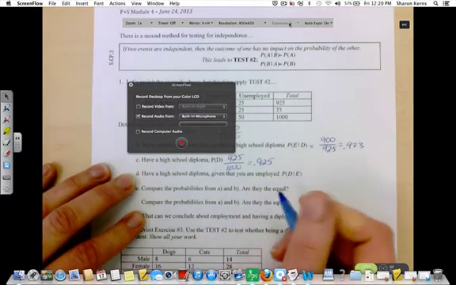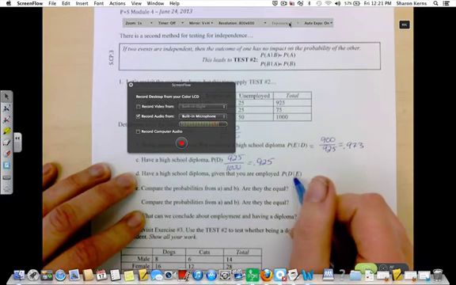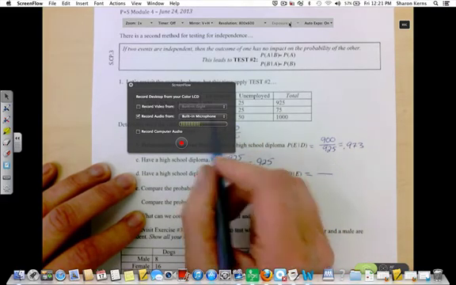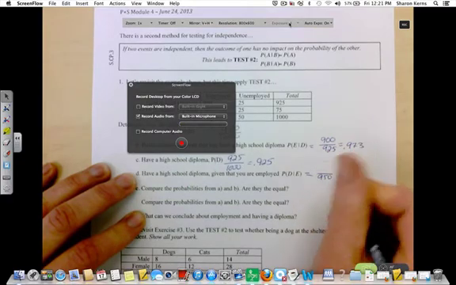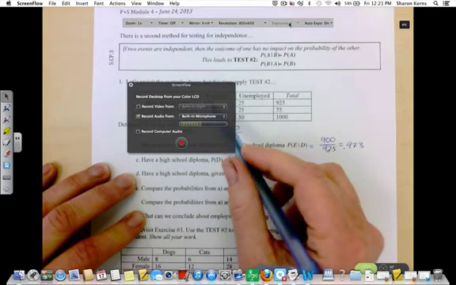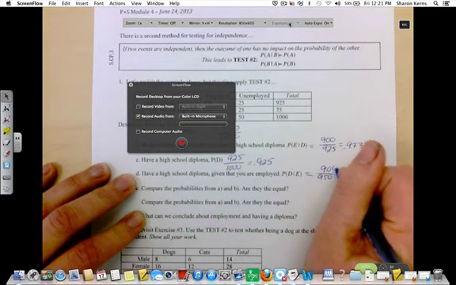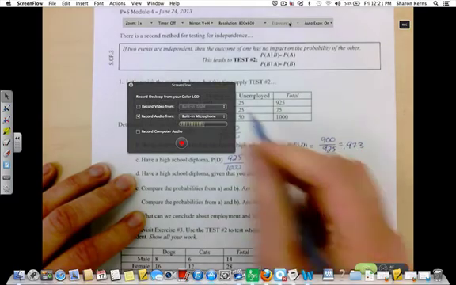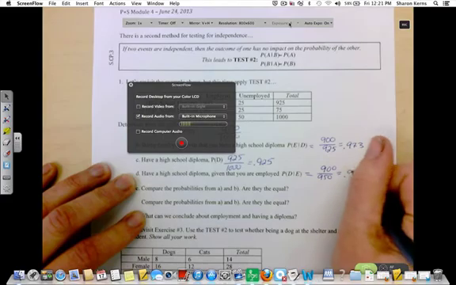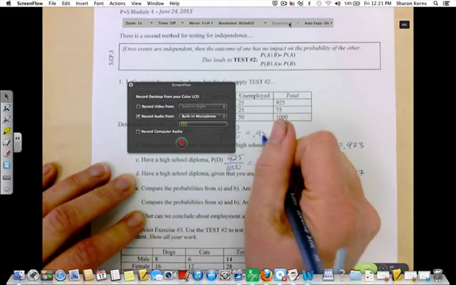What's the probability that you have a high school diploma given that you're employed? So let's see, employed, the denominator is 950. And out of those 950, the number that have a high school diploma is 900. Okay, so that would be 0.947. And this one up here is 0.950.